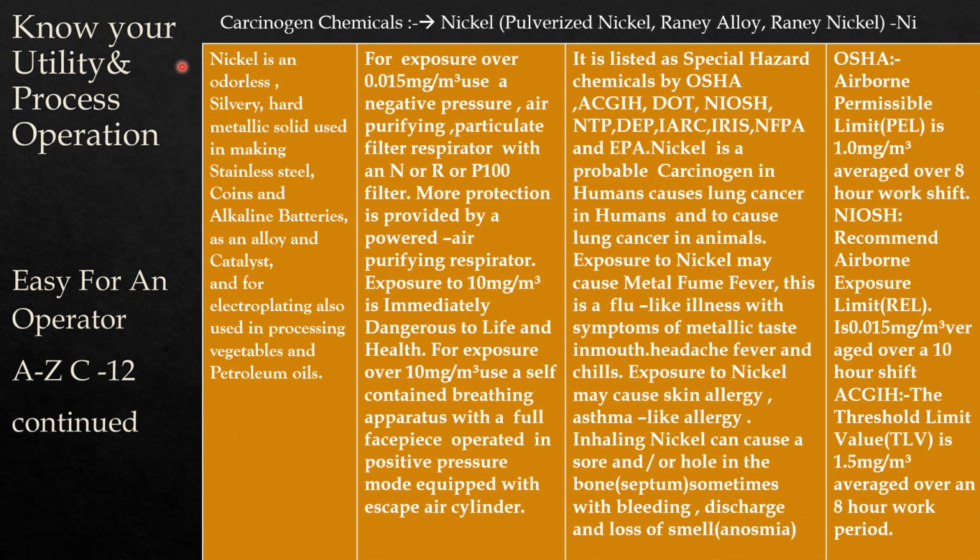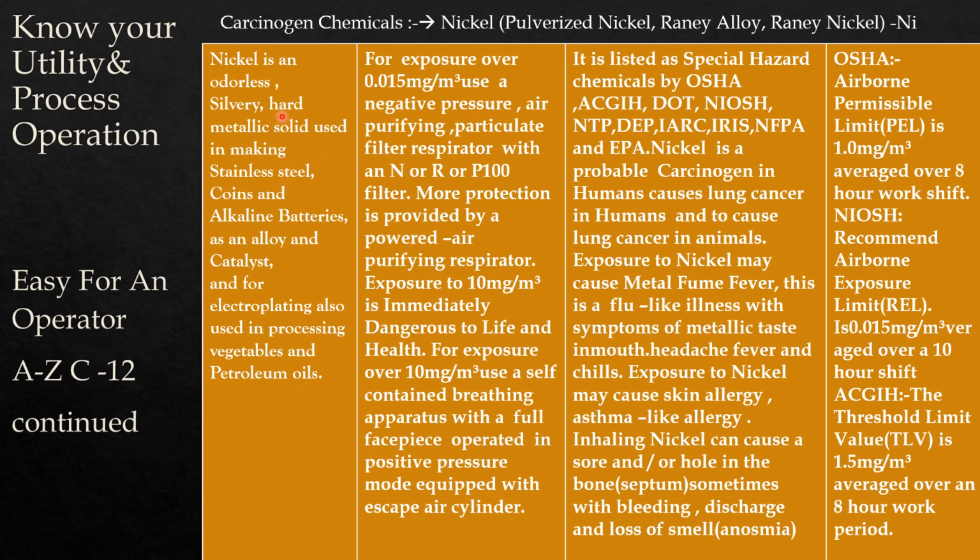In this slide, now we can see another important chemical used in day-to-day life, in households and industry also: nickel. Pulverized nickel or Raney alloy, Raney nickel. The formula is Ni. Nickel is a colorless, silvery, hard, metallic solid used in making stainless steel, coins, and alkaline batteries, as an alloy and catalyst, and for electroplating. It is also used in processing vegetables and petroleum oils.